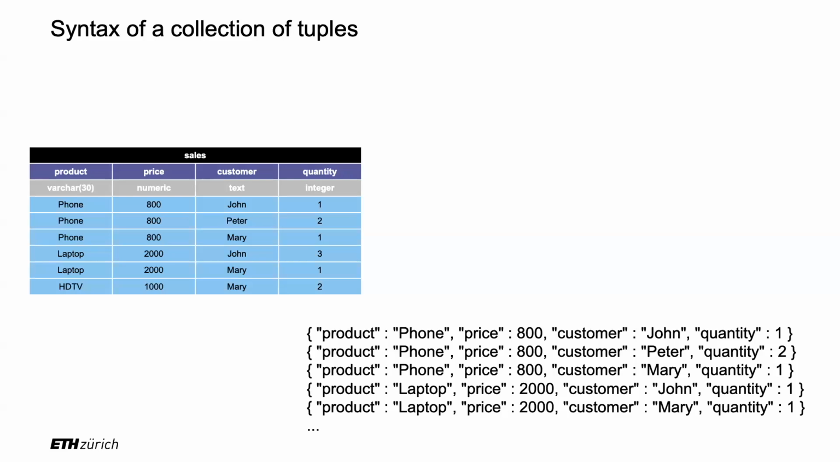But the one difference with CSV you notice is that product, price, customer, quantity is repeated on every line. Do you see that difference? In CSV, it's shared across the entire file.